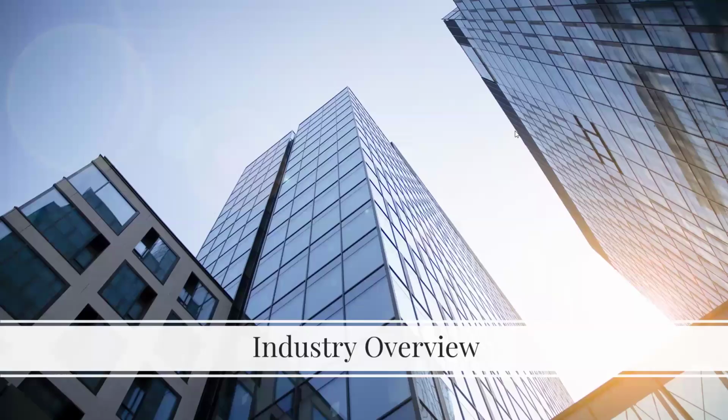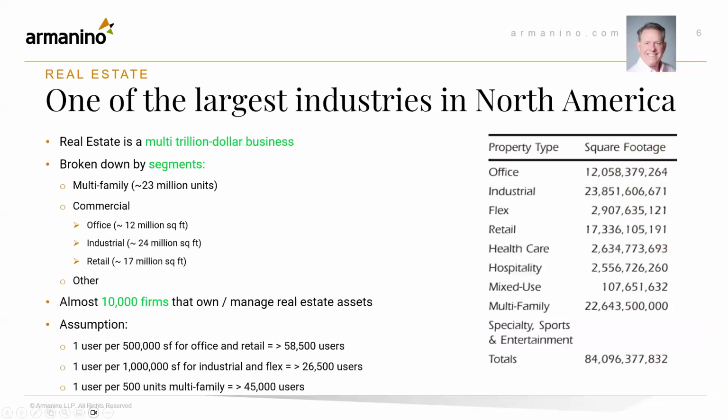So first, we want to talk about the industry as we view it here at Sage. For those of you who aren't aware, real estate is one of the largest industries in all of North America. And what you'll notice is we break down all the different segments here. For some, it can be a bit eye-opening to see that there are over 10,000 firms in North America that manage different types of assets. So we've broken them down by square footage to make sure that you could see that market perspective that way.